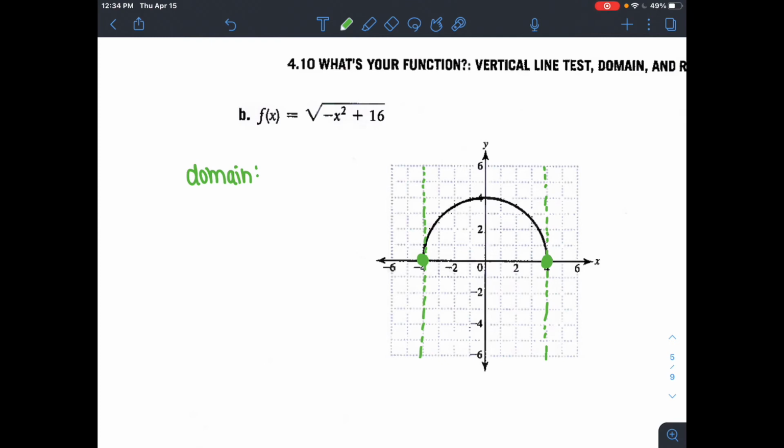Okay, so my domain from left to right, I'm spanning all this. Okay, so from -4 to +4. Now again, I'm using those square brackets to signify, oh, it can equal that number. So -4 and the 4, those actual points, they are included in my domain.